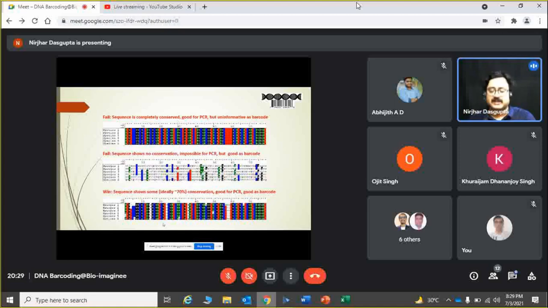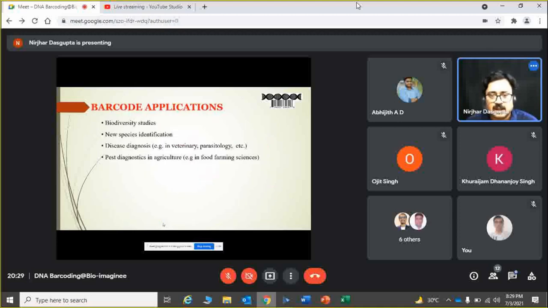Now the applications. The applications are biodiversity studies, as we mentioned, new species identification, then disease diagnosis and pest diagnostics in agriculture. So these four are the basic applications of barcoding.